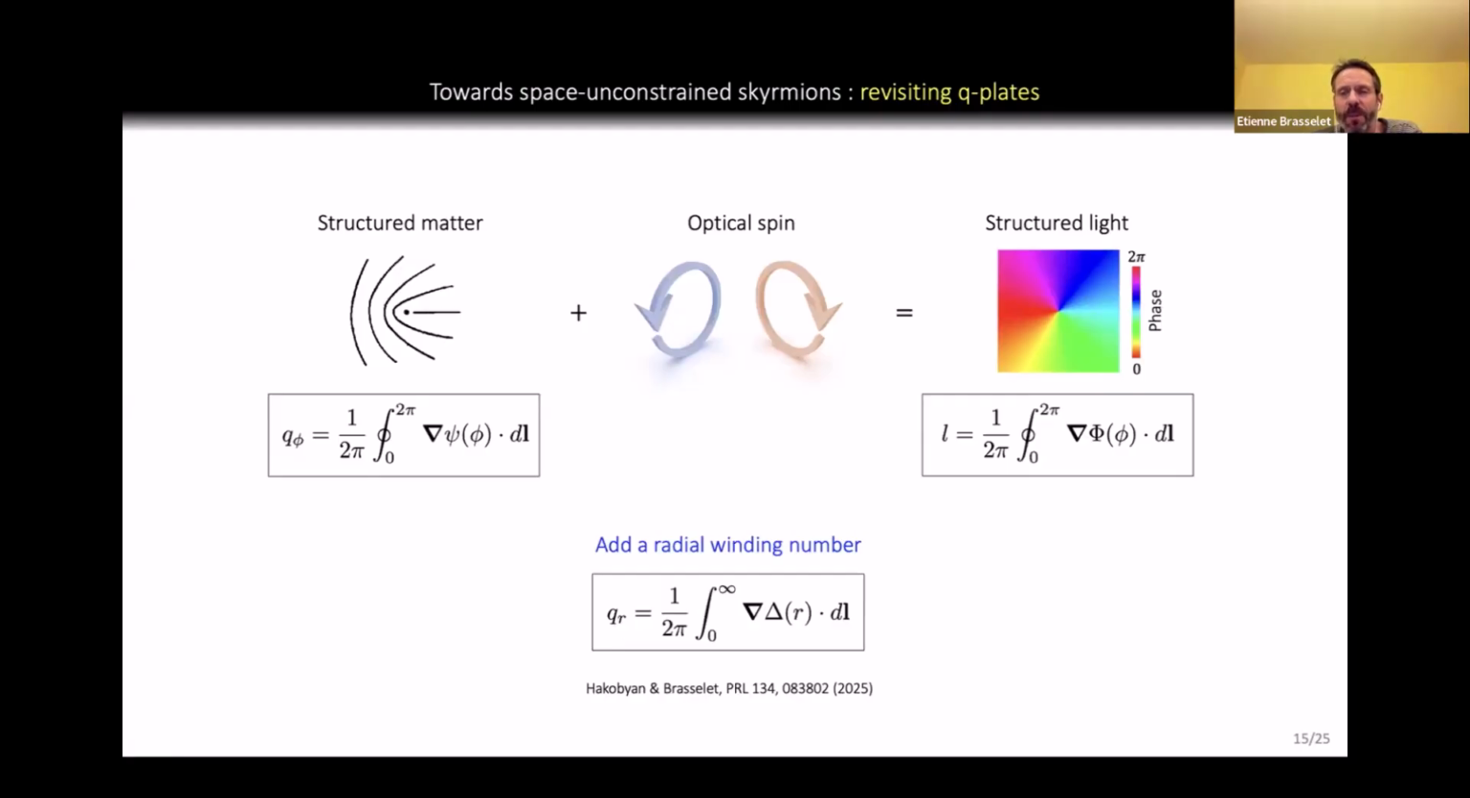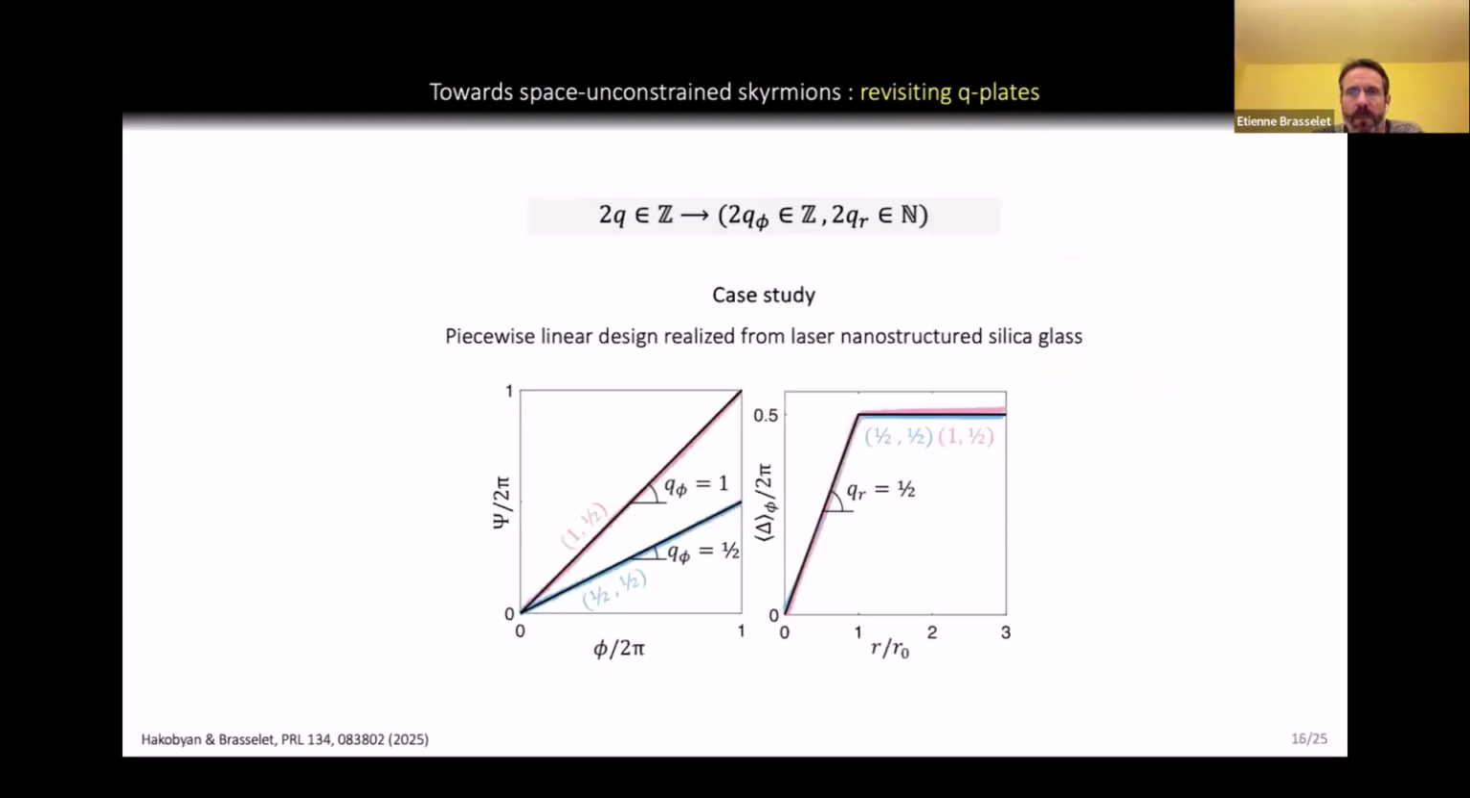So from the center of the device up to the periphery of the device, which will be quantized according to Q_R, exactly in a very similar fashion as is done with Q_phi. In that case, you will have a plate which is described by two indices, Q_phi and Q_R, and with a particular design shown here, a piecewise linear design, again made from laser nanostructured silica glass elements, you can obtain in that case structured polarization ellipse fields.